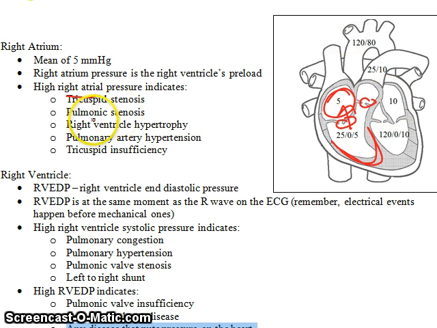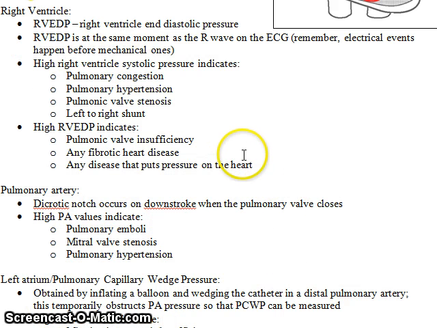So I don't think you have to necessarily memorize this list of things. You just have to think about it. The right atrium is having problems, so it's going to be on the right side. It's going to be on the pulmonary circulation side that is the cause of these things. Okay, so then same thing with the right ventricle. You just have to kind of look ahead.